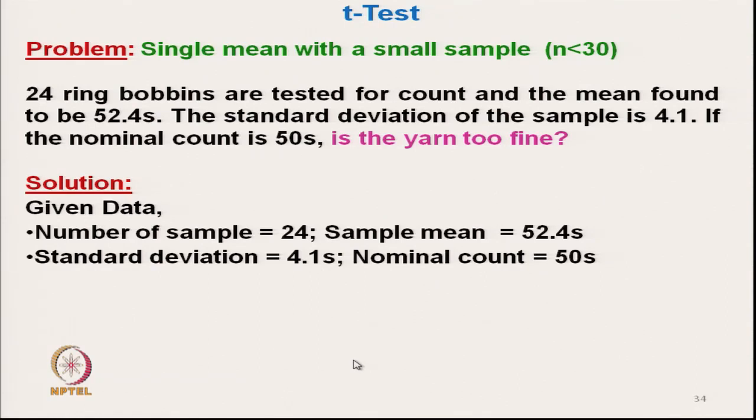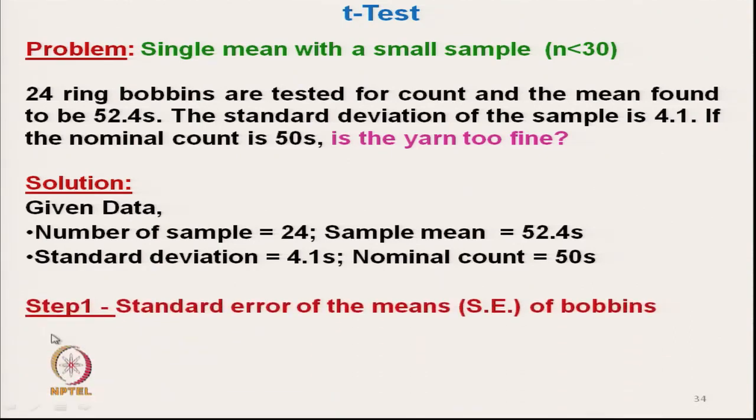So, we have to calculate the T, and we know how to calculate the T. To calculate the T, we first have to calculate the standard error of the mean. So, the standard error of the mean of the bobbins is calculated with the same formula: standard deviation divided by the square root of n. Here the standard deviation is known and the number of bobbins is 24 samples. So, the standard error is calculated as 0.837.